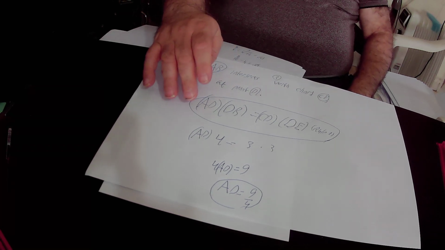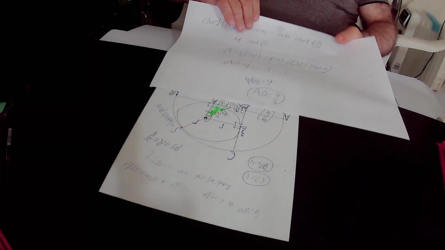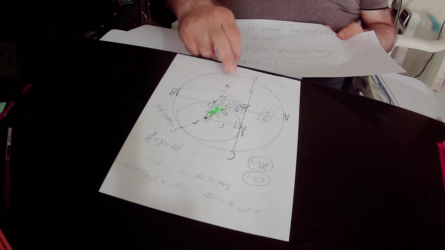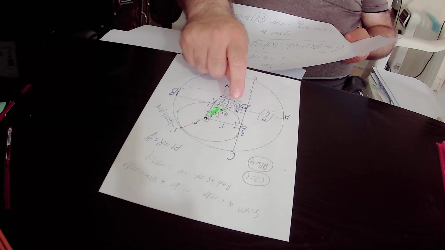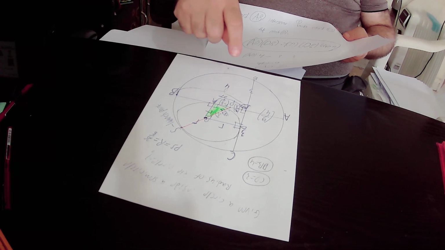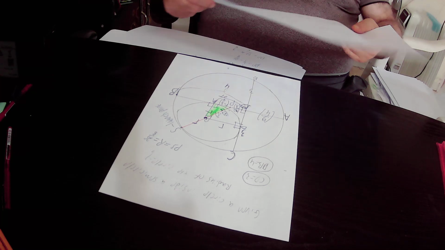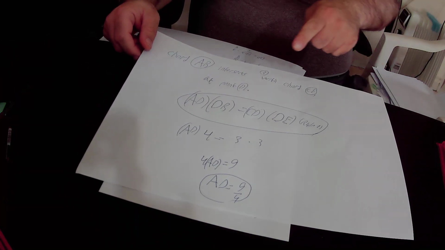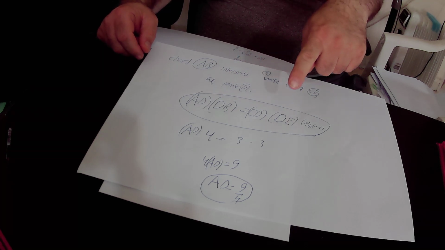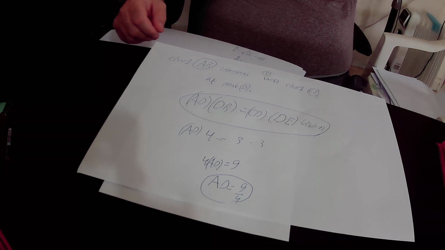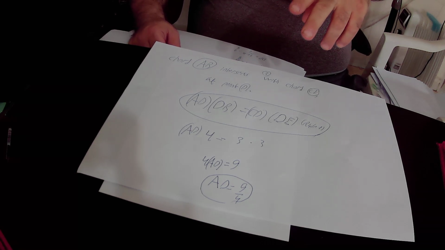AD is the missing line segment, so we will leave it as it is. DB equals 4 units, according to what is given in the question. CD equals 3 units, according to what is given in the question, and we already found out that DE is also equal to 3 units. So in conclusion, we found out that according to equation number 1, 4 times AD equals 3 times 3. 3 times 3 is 9, so 4 times AD equals 9.